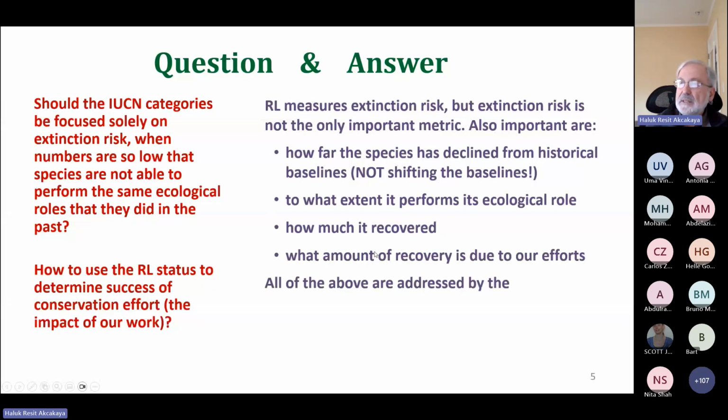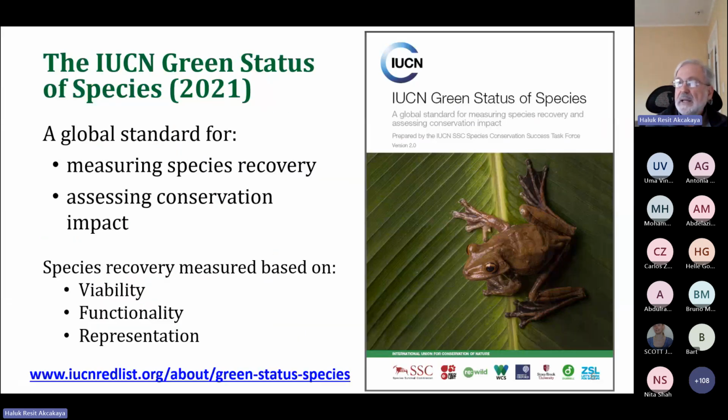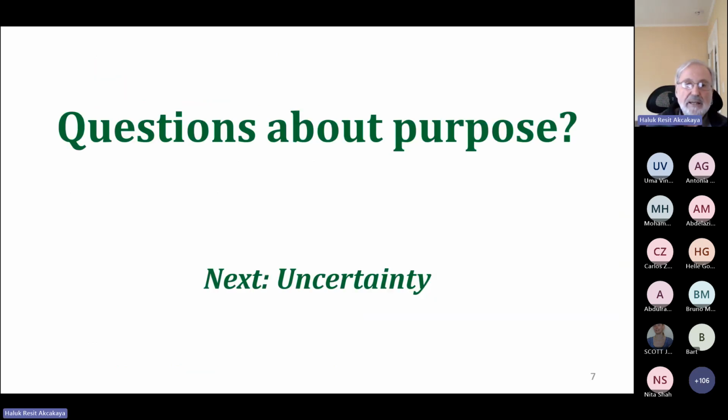So the Red List does not measure these, but all of these are addressed by the IUCN Green Status of Species, which is a new global standard that IUCN developed just a few years ago. It is a standard for measuring species recovery and assessing conservation impact. And the species recovery is measured based on three components of recovery, which are viability, functionality, and representation. So I won't talk anymore about the Green Status of Species because it's a different assessment protocol, closely related to the Red List, but different. If you are interested, please look at this webpage and follow up. Okay. So, any other questions about purpose?